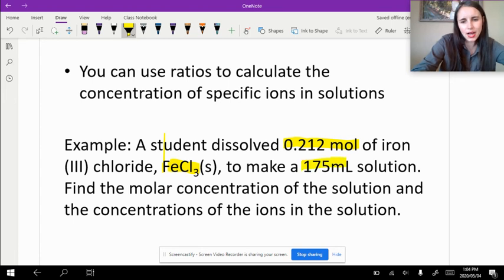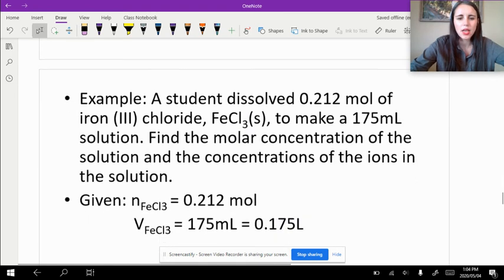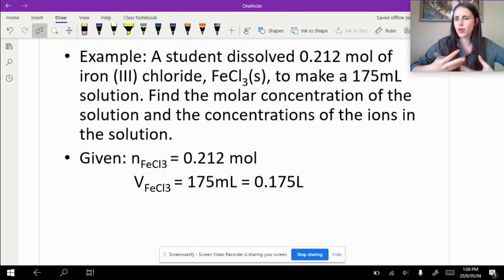It's going to make a 175 ml solution, and this is asking for the molar concentration of the solution and the concentration of the ions in solution. So the concentration of ions is going to be a little bit different. Let's start by going through and just writing down what we're given.